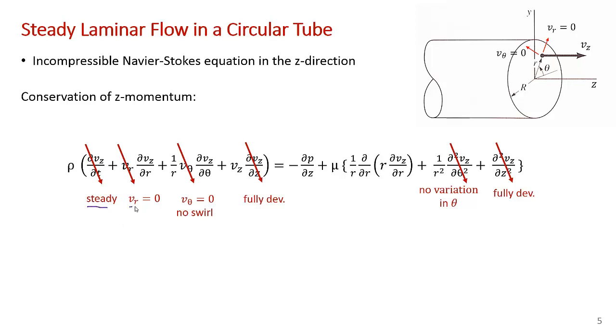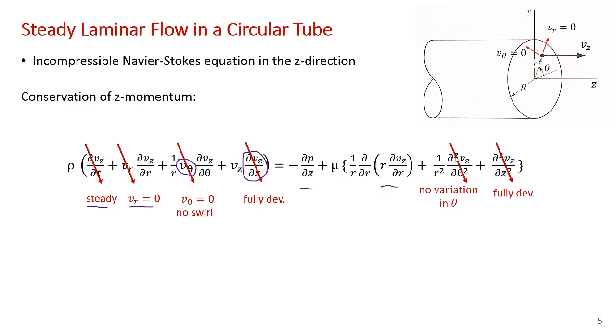V_r is 0, so that term goes to 0. There's no swirl, so V_theta is 0, so that term goes to 0. And we just showed from the continuity equation that the flow is fully developed, so V_z is not changing in the z direction, so we can cross out this term. We have a pressure gradient in the z direction, and the term dV_z/dr exists.